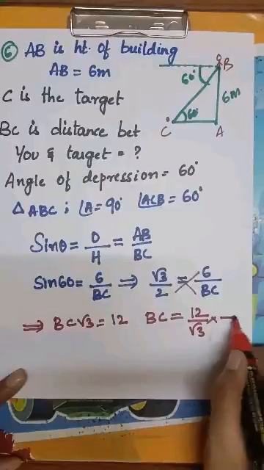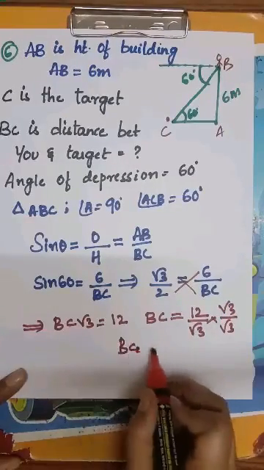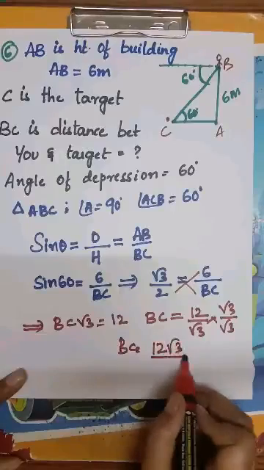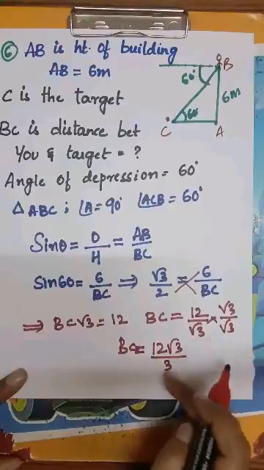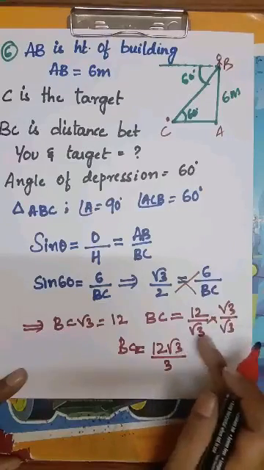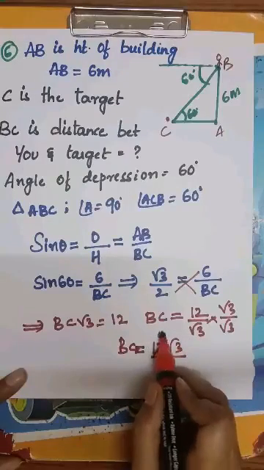रेशनलाइज कर दीजिए इसको माँ. √3 को इंटू √3. दैट इज BC is equals to 12 √3 by 3. BC is equals to 12 √3 into √3 is 3. 12 into √3 is 12 √3. √3 into √3 is 3. 3 1s are 3. 4s are 12.